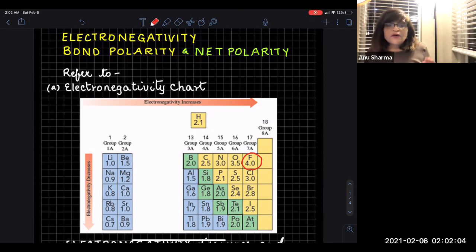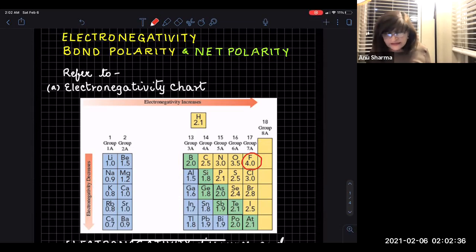Now, we also see that there's a trend in the periodic table. When you move in the same period from left to right, you see that there is an increase in the electronegativity. Which means that carbon is less electronegative in comparison to nitrogen, and nitrogen is less electronegative in comparison to oxygen. And similarly, there is a decrease in the electronegativity when you move down the column.